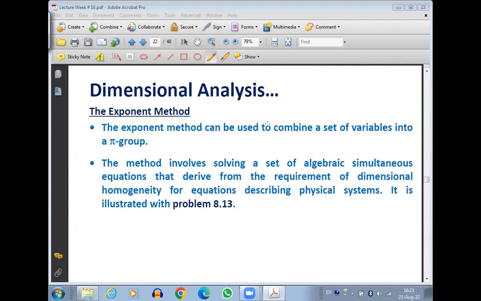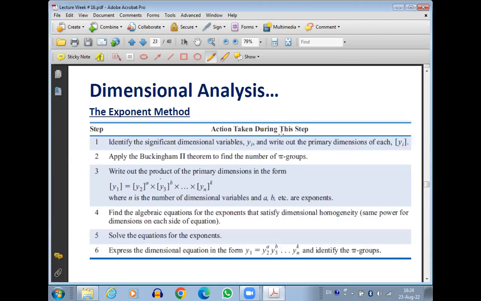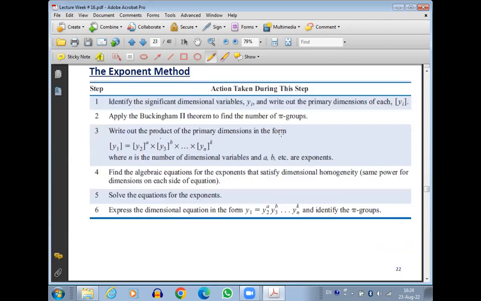Okay, let's start the next topic, which is the exponent method in dimensional analysis. Basically, the exponent method involves solving a set of algebraic simultaneous equations that derive from the requirement of dimensional homogeneity for equations describing physical systems. The steps that are needed are mentioned here, but it's better to directly go through a problem and start solving.